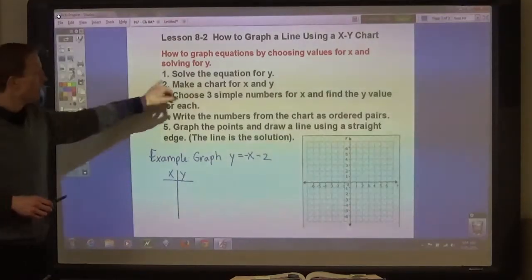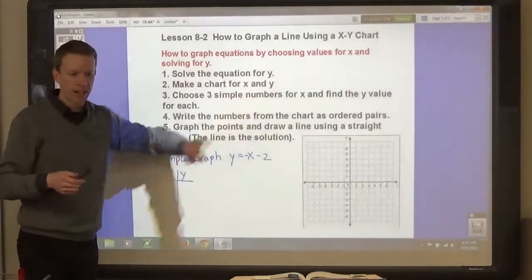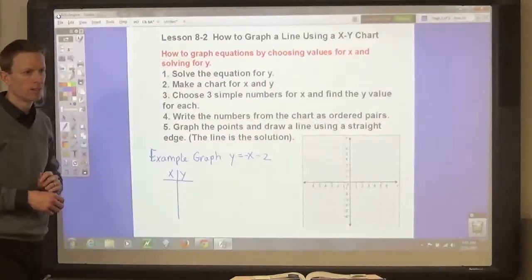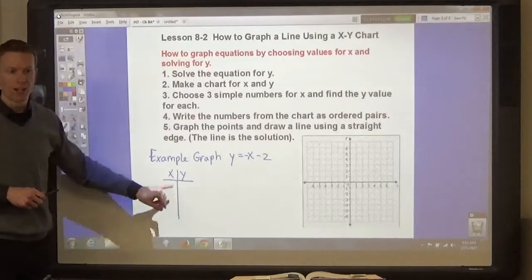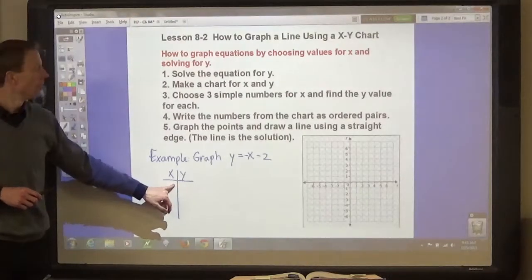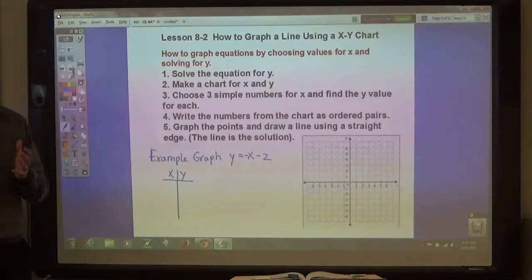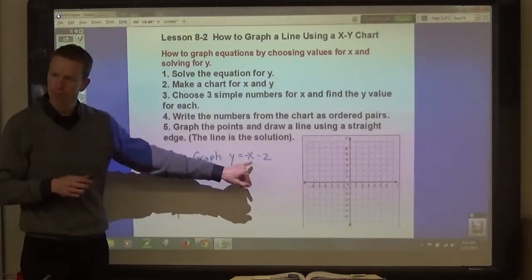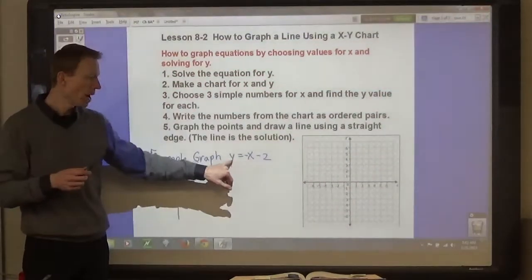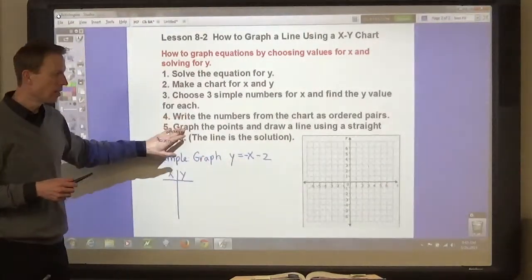First, it helps to solve the equation for y. And we're going to practice that a lot. Then we're going to make a chart. Sometimes it's called a t-chart or an xy chart. And we're going to choose 3 simple numbers for x. We can pick those numbers based on the equation. Pay attention here. And then we're going to put those numbers into the equation to find the y value that goes with that x value. That'll give us some points that we can chart on a graph.